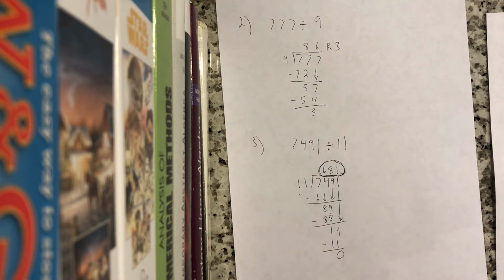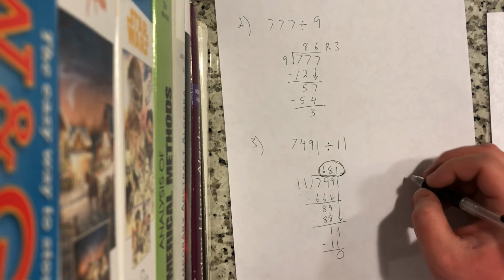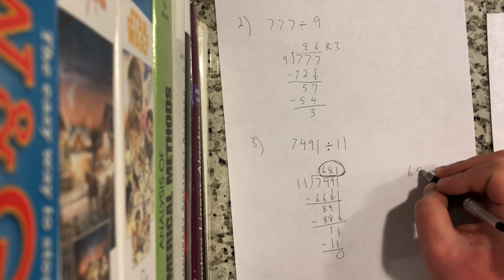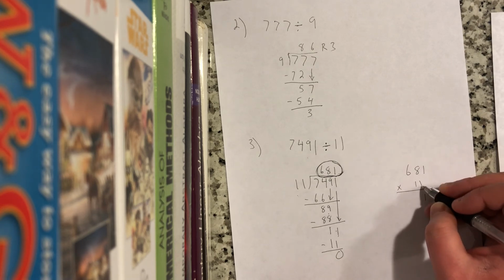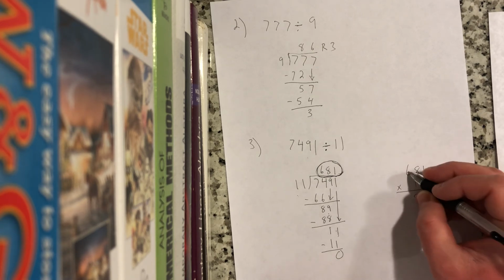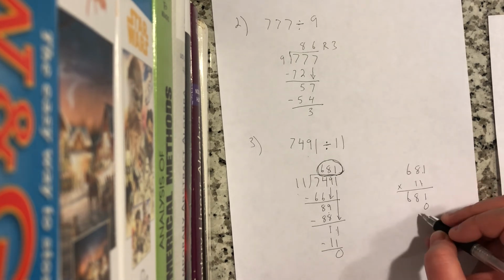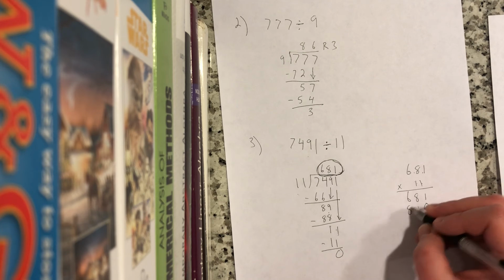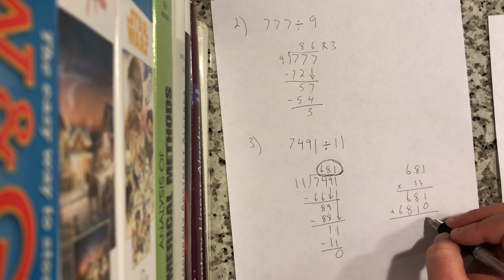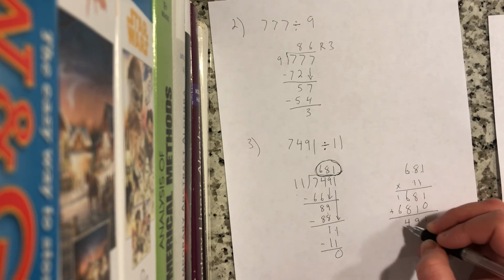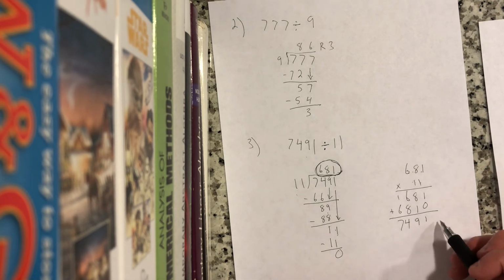And if you want to check, if you get a remainder 0, just to make sure that works out, you can always go back and multiply it out. So 681 by 11. 1 times 1 is 1. 1 times 8 is 8. And then 6, 0. 1 times 1 is 1. 1 times 8, 1 times 6. Then when you add all that back up and multiply, you get 7491.